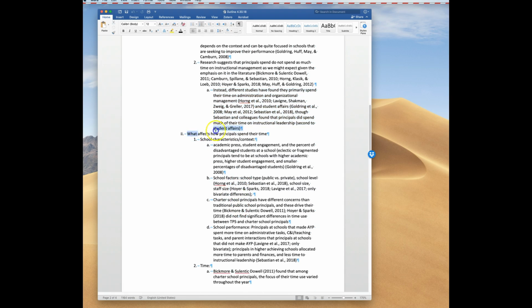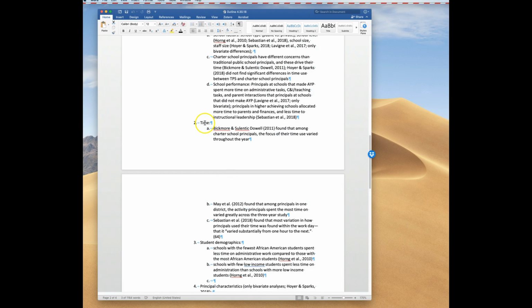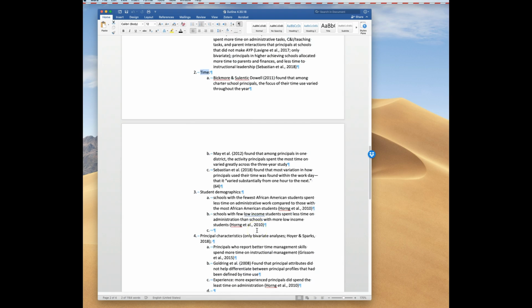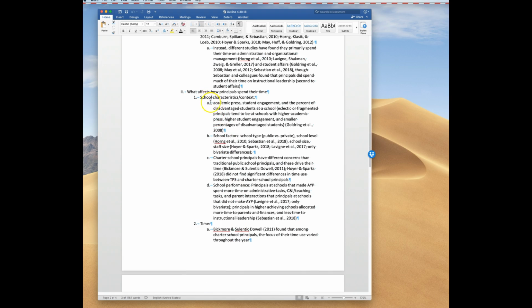Second section, what affects how principals spend their time? So these are my themes, right? We talked about those, organizing your studies thematically. So the first big bucket is school characteristics. School characteristics shape time use, time itself, and really what I mean by that is timing throughout the year. Student demographics, so who are the students in the school, that also shapes how principals spend their time. And then principal characteristics themselves have been shown to be related to how principals spend their time. And so then I get into each of those, I drill down a little bit more.